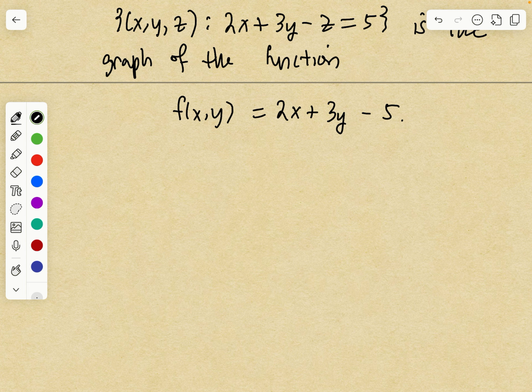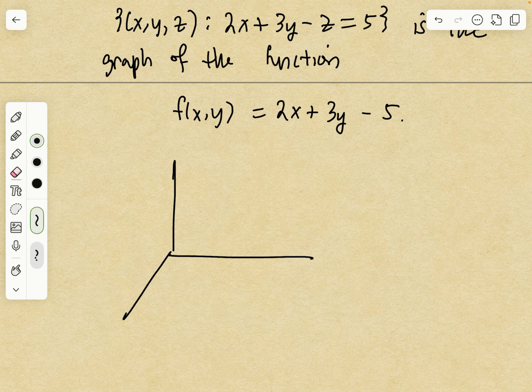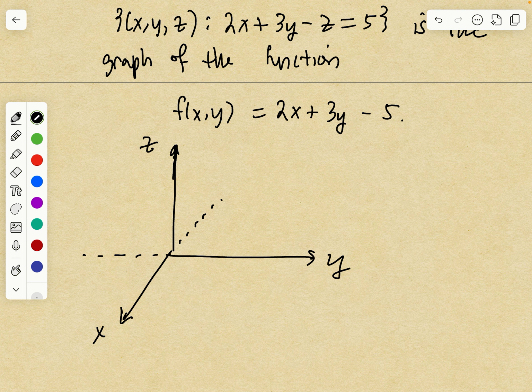Now I have a function of two variables. If you think of the xy plane as the domain of this function, and I use the z-axis to plot the graph of this function, then if I take a point x comma y, technically I'm in R3, so x comma y comma 0, the point above it on the graph is going to be x comma y comma 2x plus 3y minus 5.